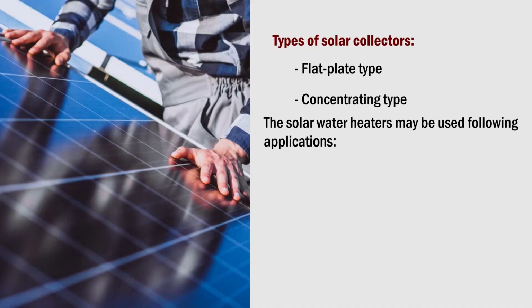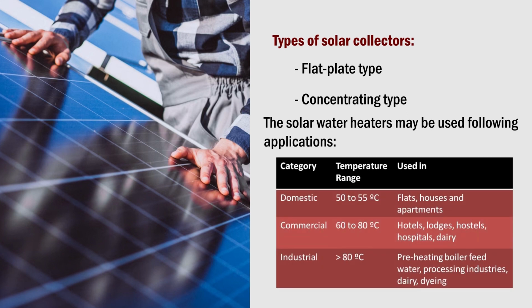The solar water heater may be used for domestic, commercial and industrial applications. If you see the domestic purpose, the temperature of water required is nearly 50 to 55 degrees centigrade. So if you classify it as an application for the domestic purpose, it is used in flats, houses and apartments.